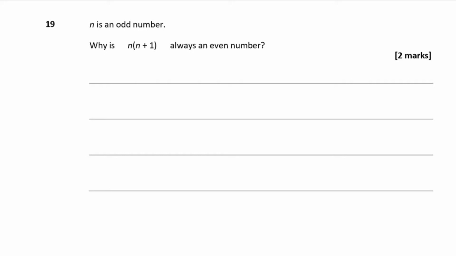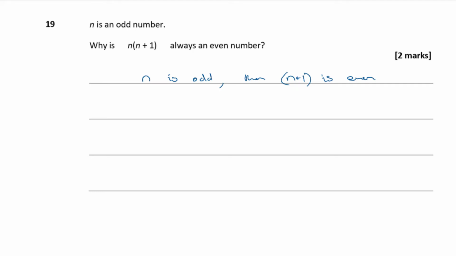Question 19. n is an odd number. Why is n plus 1 always an even number? Okay, well, I guess because if n is odd, then n plus 1 is going to be 1 more than n. 1 more than each odd number is an even number. So n plus 1 is going to be even. Must be, mustn't it? So like, let's say n was 3, add 1 to it, you get 4, which is an even number. Let's say n was 7, add 1 to it, you get 8, which is an even number. So every time you add 1 to an odd number, you're going to get an even number.